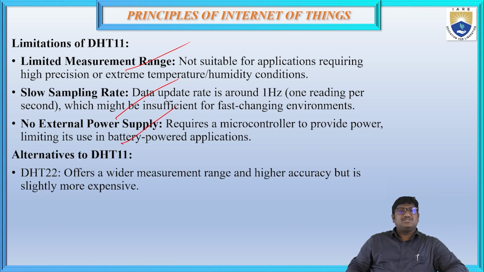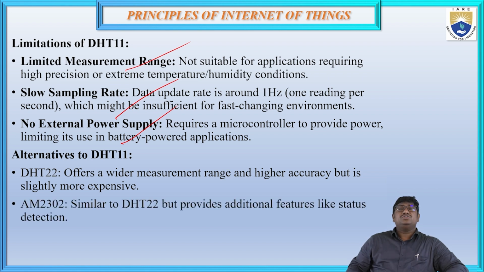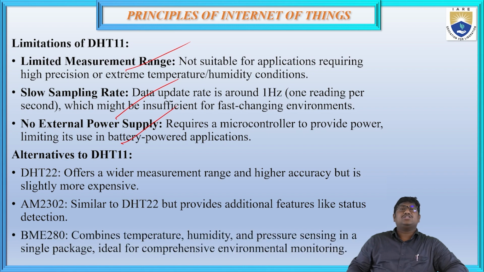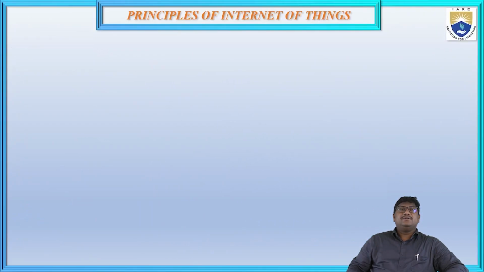What are the alternatives? DHT22, which offers a wide range mechanism along with the temperature and humidity, which gives you more benefits like status detection also. And coming to BME280, which combines temperature, humidity, and also pressure sensing. These are the extensions and alternatives for DHT11 comparatively.